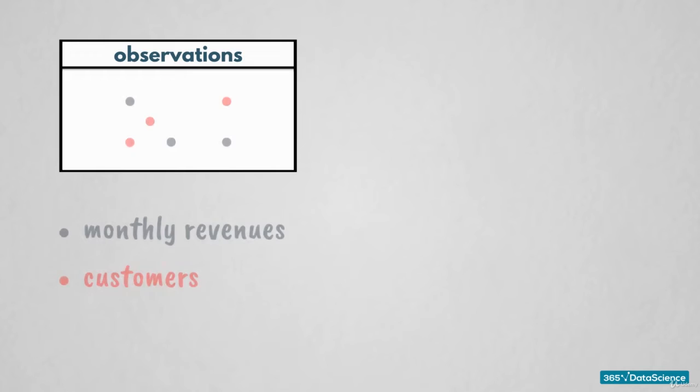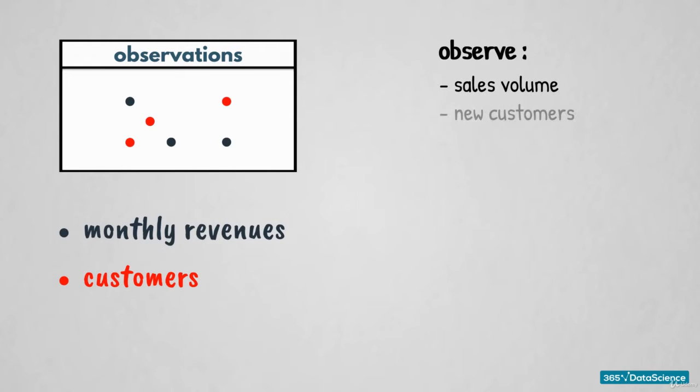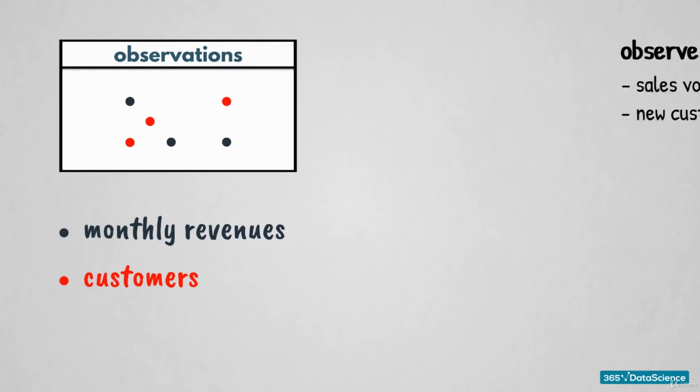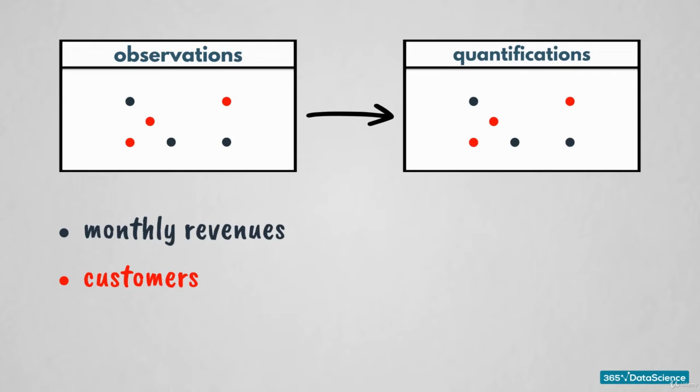Okay, so how do we measure business performance? We start by collecting observations. For instance, you can observe variables such as sales volume or new customers who have enrolled in your website. Each monthly revenue or each customer is considered a single observation. This is all great. However, no mathematical manipulations can be applied to these observations. What we must do is quantify that information.